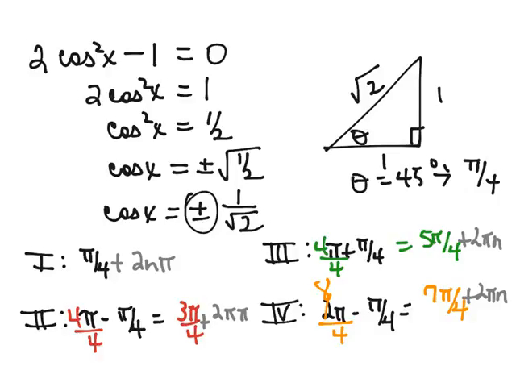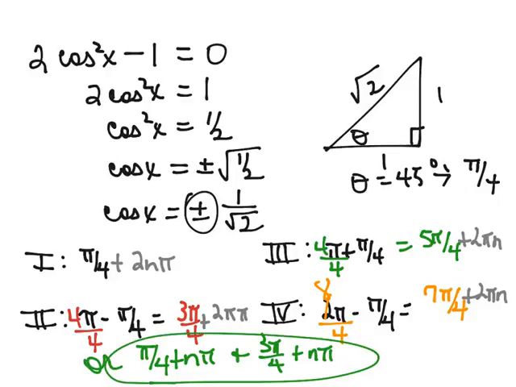Now, because these values are repeating every pi units, another way we could have written our answer is just pi over 4 plus n pi and 3 pi over 4 plus n pi, and that would have taken care of our other solutions in the third and the fourth quadrant.